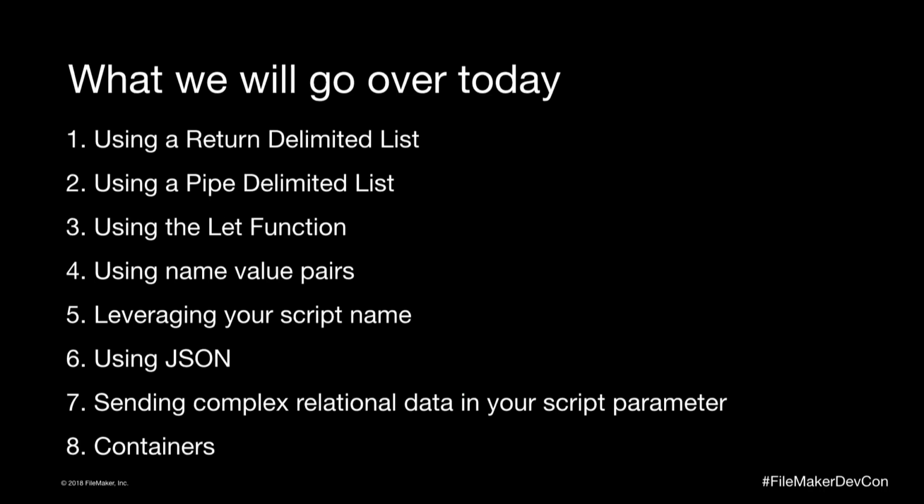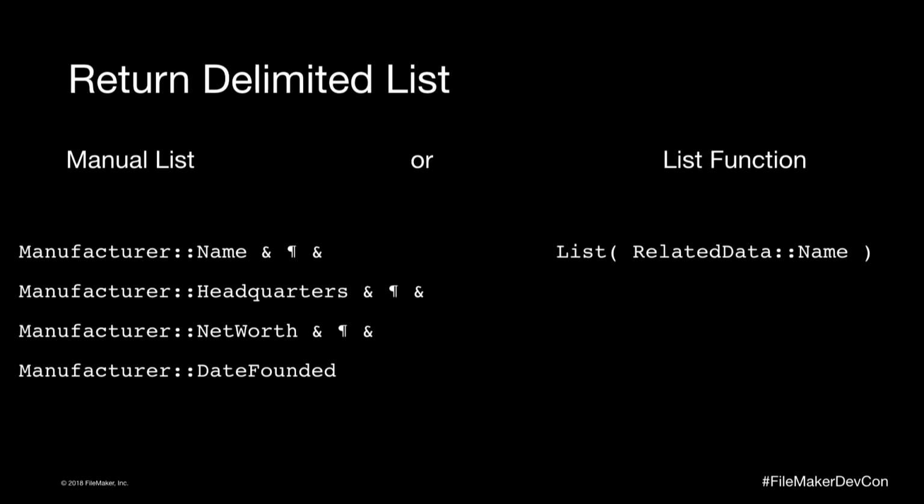These are the ones we're going to talk about today: using a return delimited list, a pipe delimited list, leveraging the Let function, using name-value pairs, leveraging your script name, using JSON, and then we'll talk about how you can send complex relational data in your script parameter, and finally we'll go over containers.